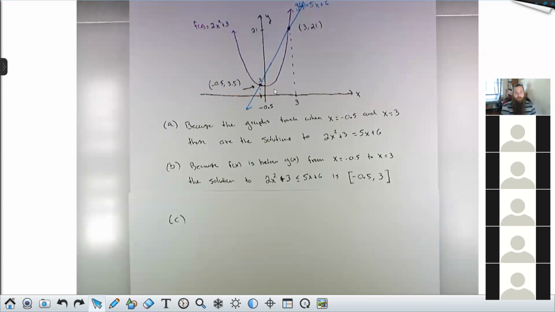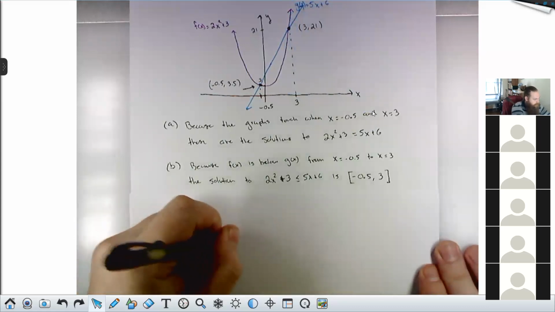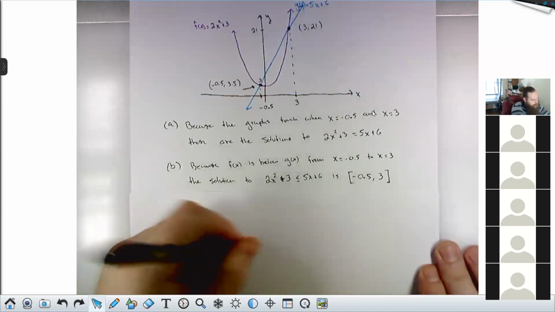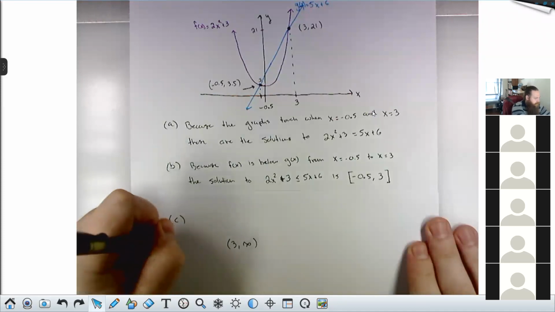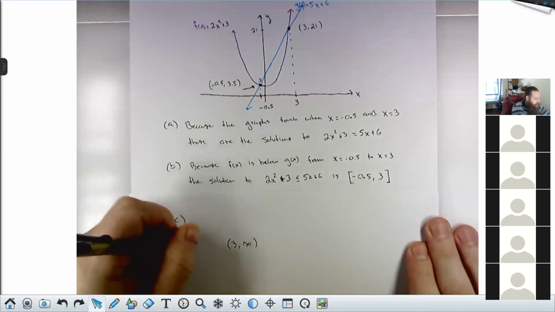After the intersection at the number 3, it's above. Yeah, anywhere to the right of this, right? Here's where they cross. The purple goes from being underneath the blue to above the blue. So anywhere to the right of 3, so that's 3 to infinity. And here I would use an open paren. Is there anywhere else? From negative infinity to negative 0.5. Very good. From negative infinity up to negative 0.5.